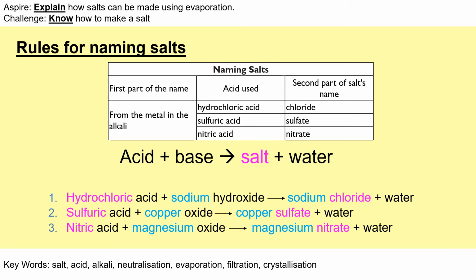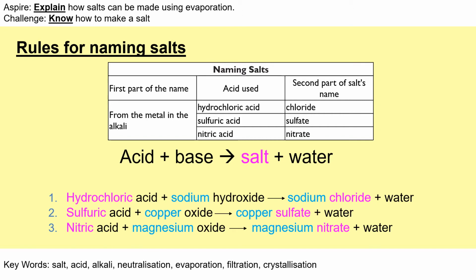The next one, if you have sulfuric acid, we know sulfuric acid will always make a sulfate salt. So the second word of the salt will be sulfate. The first word of the salt will be copper because that's the first word of the alkali, which is copper oxide. Actually, this is a base. Copper oxide is actually a base. So we have sulfuric acid plus copper oxide, and this gives copper sulfate plus water.